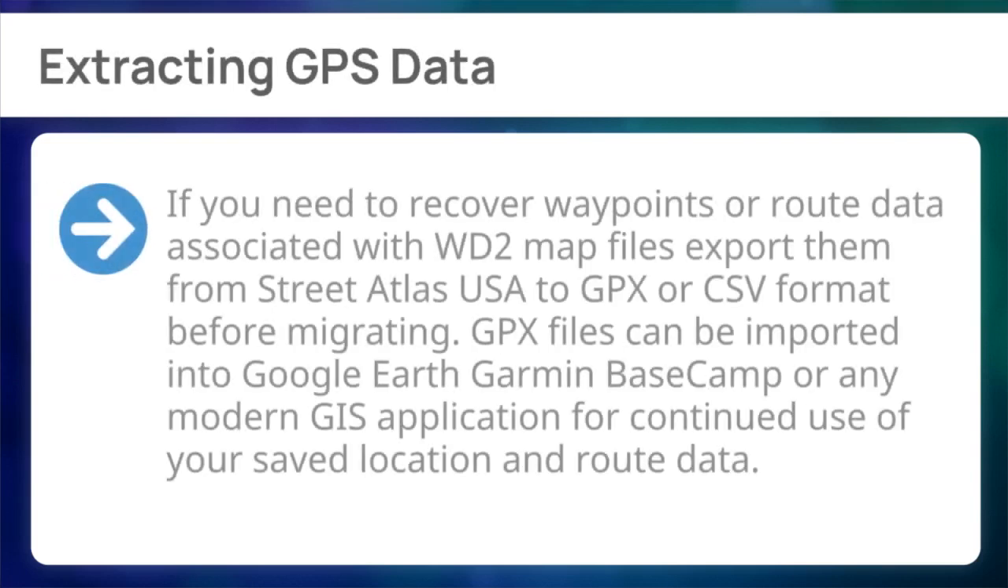Finally, extracting GPS data. If you need to recover waypoints or route data associated with WD2 map files, export them from Street Atlas USA to GPX or CSV format before migrating. GPX files can be imported into Google Earth, Garmin BaseCamp, or any modern GIS application for continued use of your saved location and route data.